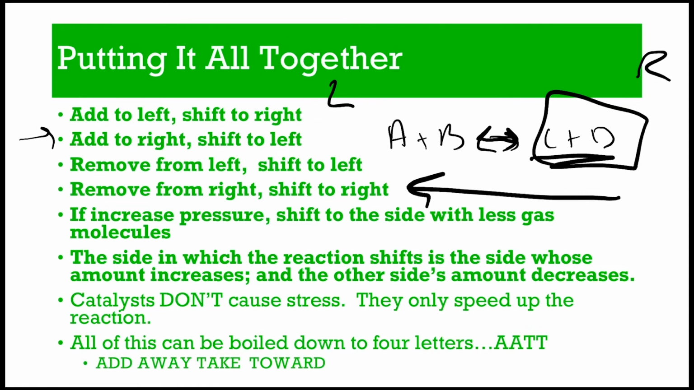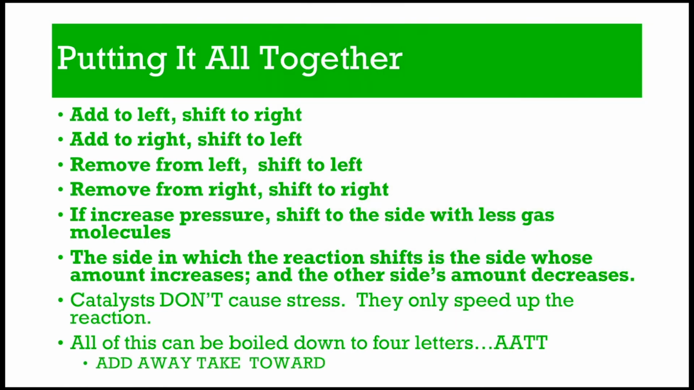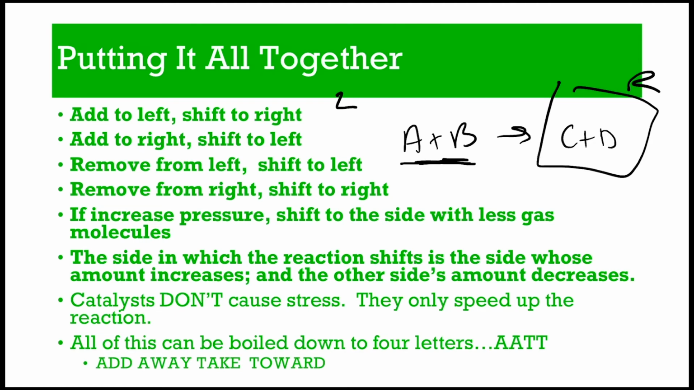Right. The next one, if you remove from the left, you shift to the left. That means if you have A plus B gives you C plus D, and you're removing stuff from the left-hand side, that means the right-hand side is now stronger. So if the right-hand side is stronger, you shift towards the left. Okay? And oppositely, if you remove from the right, you shift towards the right.